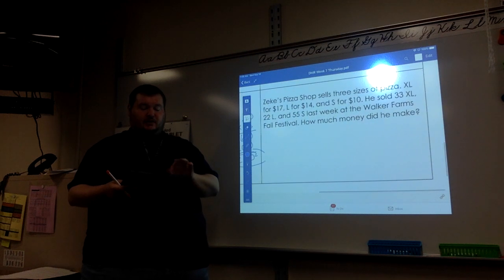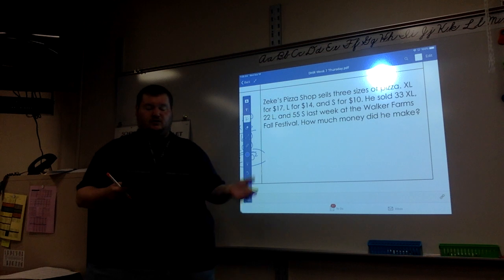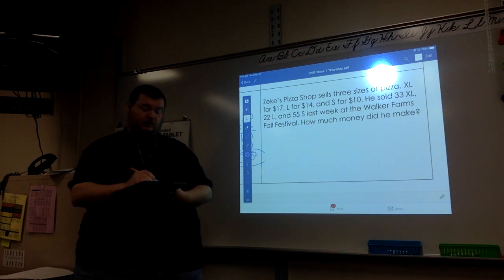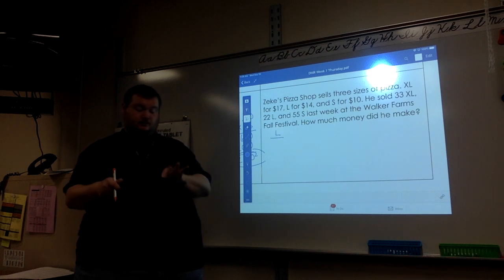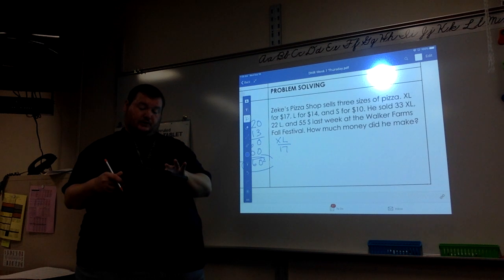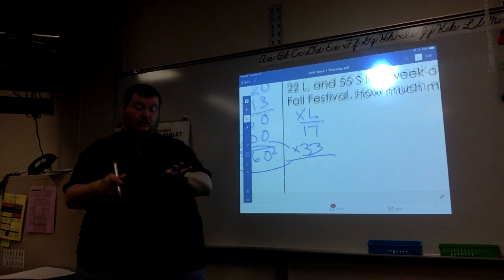Lastly, Zeke's Pizza Shop sells 3 sizes of pizzas: extra large for $17, large for $14, small for $10. He sold 33 extra large, 22 large, 55 small. This is going to be a bunch of multiplication problems. We start with our extra large, and they're $17 a piece, and he sold 33 of them. I'm going to go ahead and do that problem.